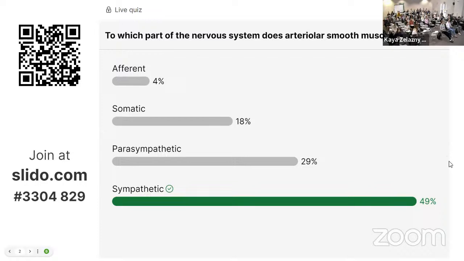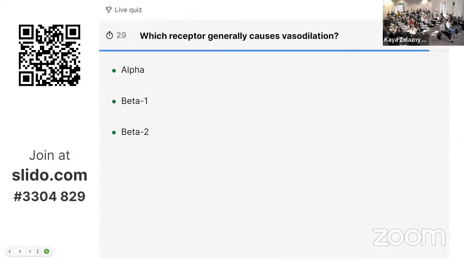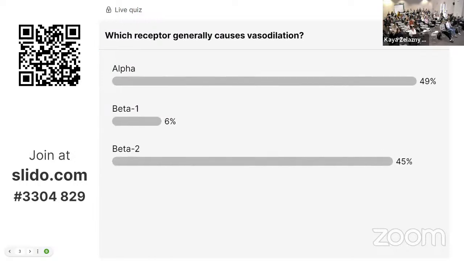All right, for the next question, you're talking about those receptors. So which was the one that caused vasodilation? Right, it is the beta 2 receptors. So we did talk about the alpha receptors as well. Those were the ones responsible for vasoconstriction. Both types of adrenergic receptors have different functions.